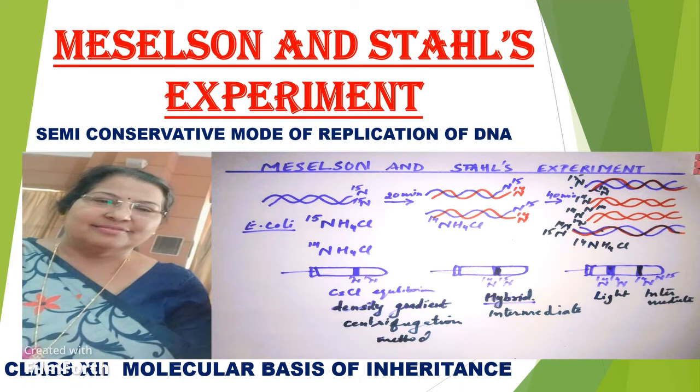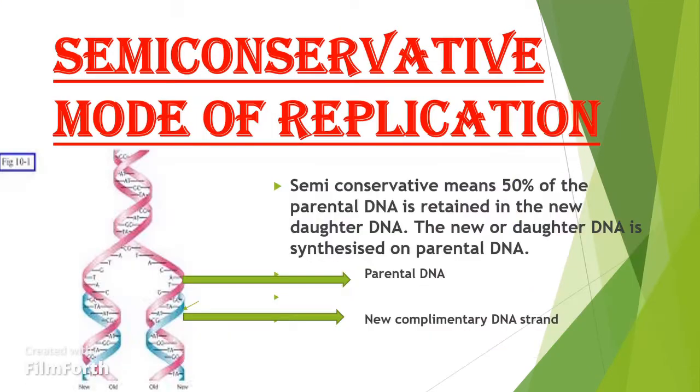Welcome students. In this video we will study that the mode of replication of DNA is semi-conservative. What is the meaning of this? Meaning is 50% of the parental DNA is retained in the daughter DNA or the new DNA. 50%.